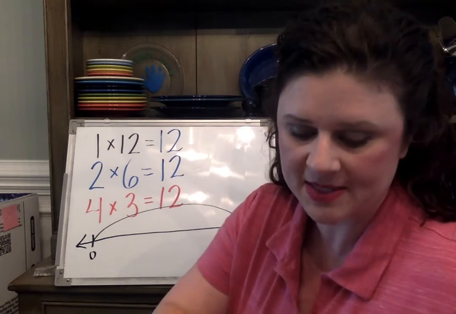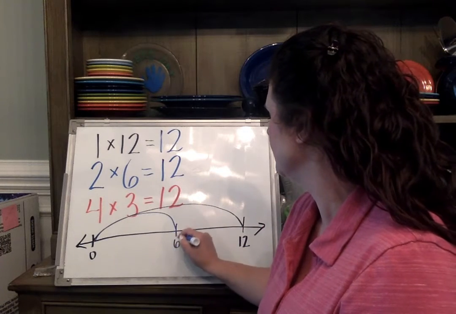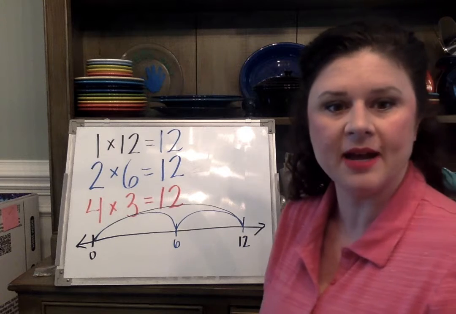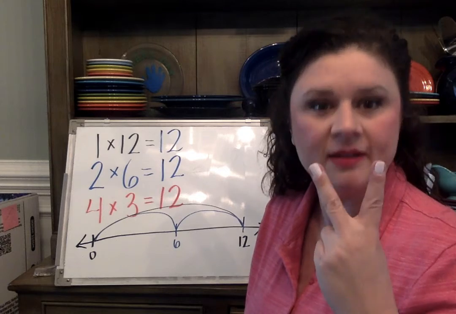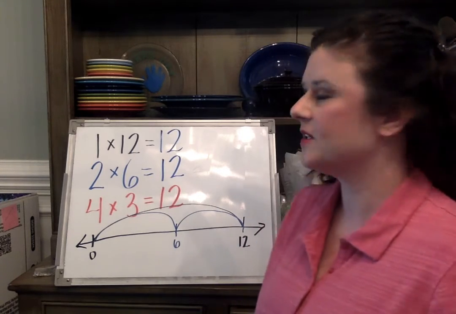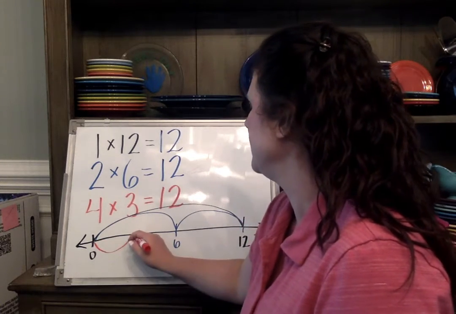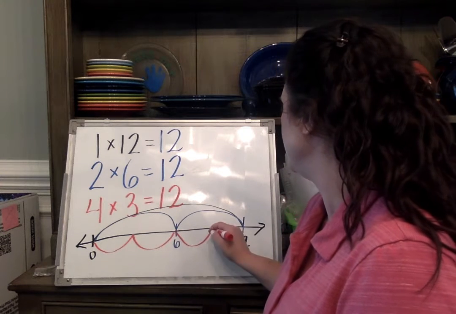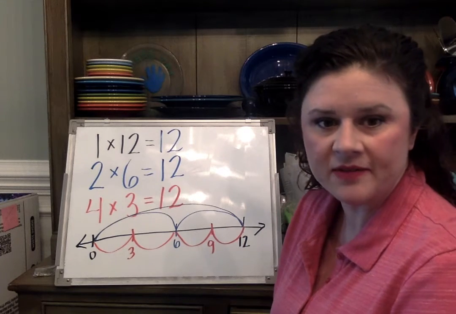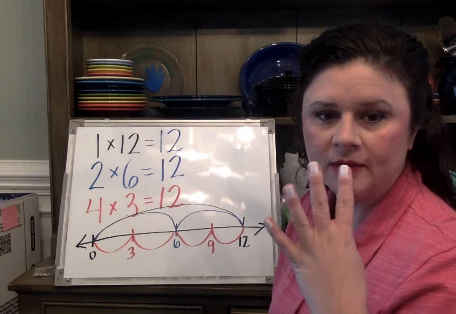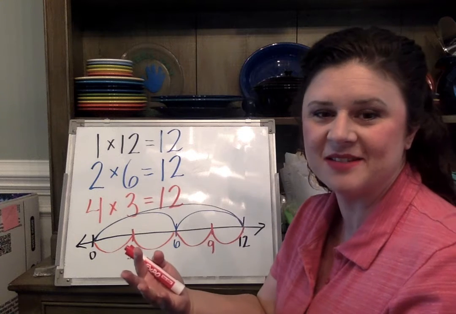Okay. 2 times 6. Let's look at this. 6, 12. How many jumps did I have to make? 2. 1. If I double 1, I get 2. Okay. Now let's look at this last one. 4 times 3. 3, 6, 9, 12. How many times did I have to jump? 4. There is a greater likelihood of making a mistake because I have more steps.